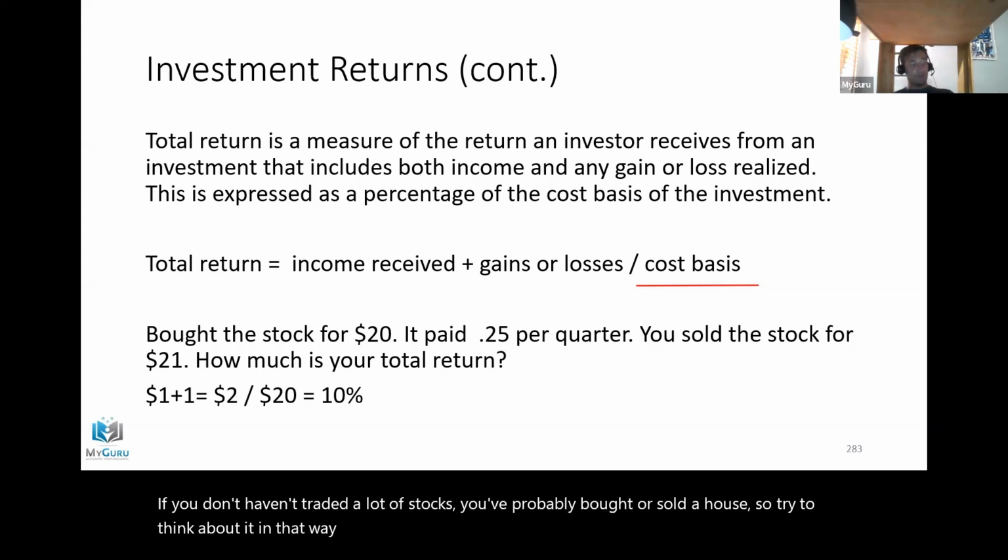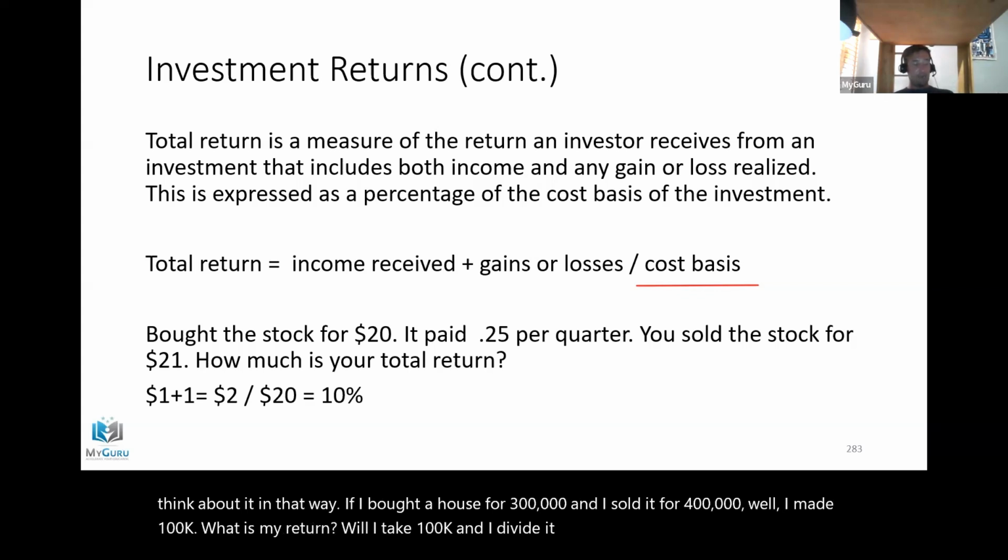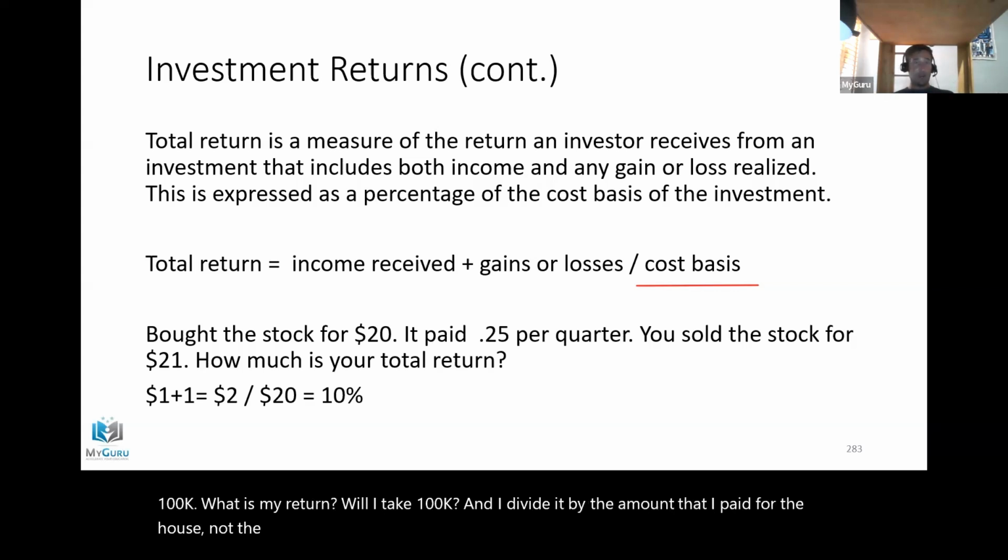If I bought a house for 300,000 and I sold it for 400,000, well, I made 100K. What is my return? Well, I take 100K and I divide it by the amount that I paid for the house, not the price that I sold it for, not the current market price, but the price that I paid for my house.